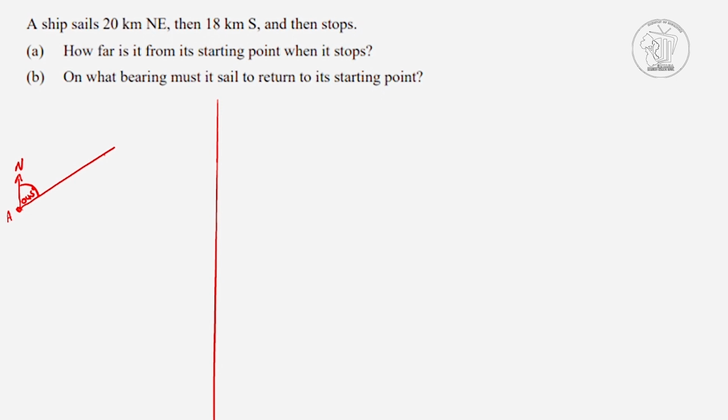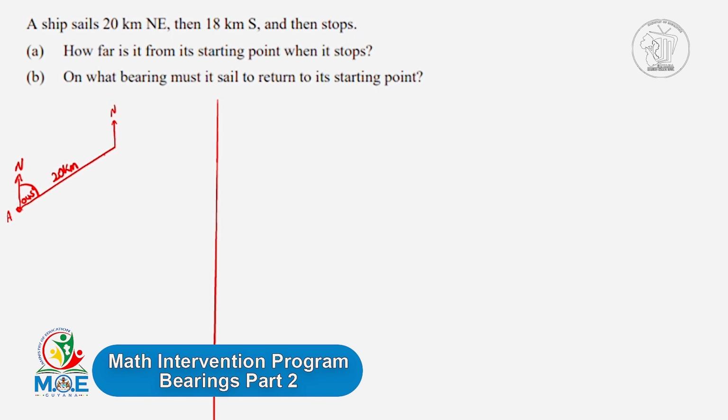We can write in this 20 km here. Then from this point, it sailed 18 km south. To get south, we must draw in the north line as a reference. This north line is parallel to the one that we had before. So here's north, and then it sailed 18 km south. South would be right in the opposite direction of north, right at the bottom here. So 18 km. And then we of course complete the triangle.